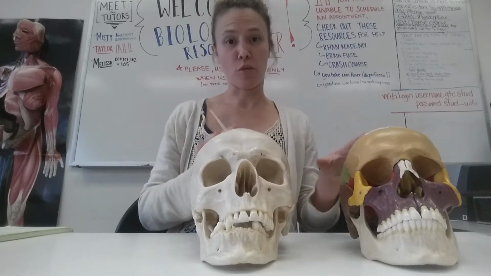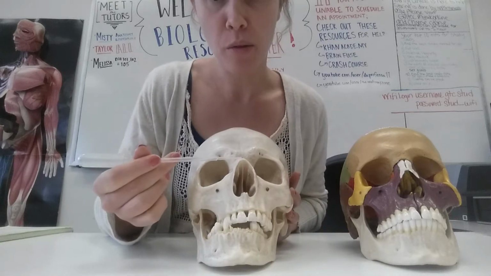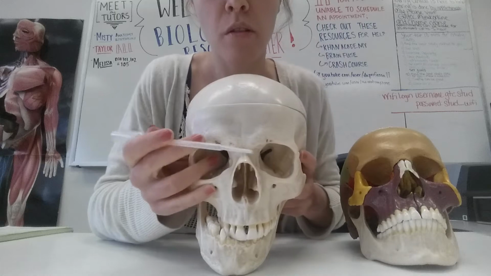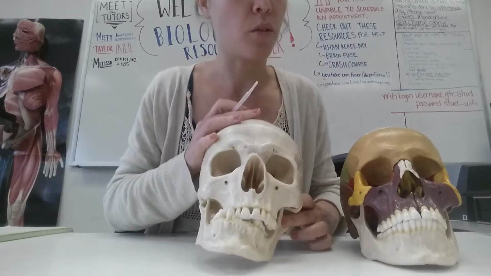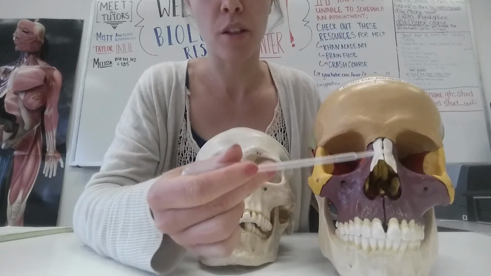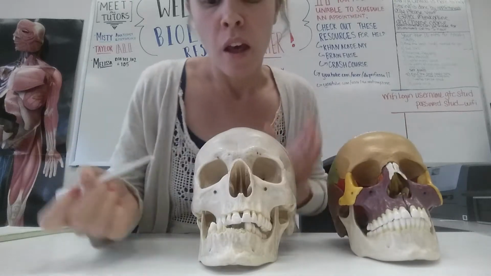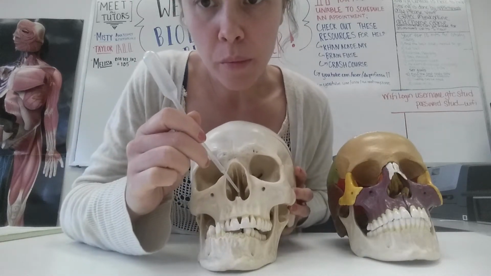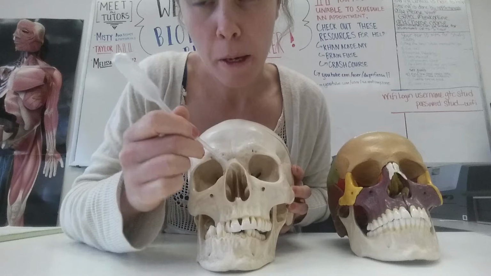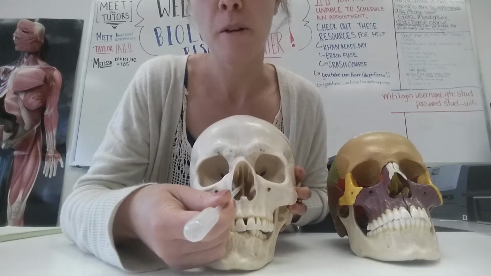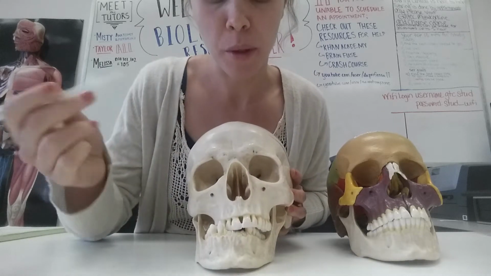Now we're going to do the facial bones of the skull. I'm going to start with the nasal bones, which are these two bones right here at the top. You can see them on this model a lot better, the two white bones. And then we have the vomer, which is this bottom bone right here, together with the perpendicular plate of the ethmoid right there. Together they make the bony nasal septum.